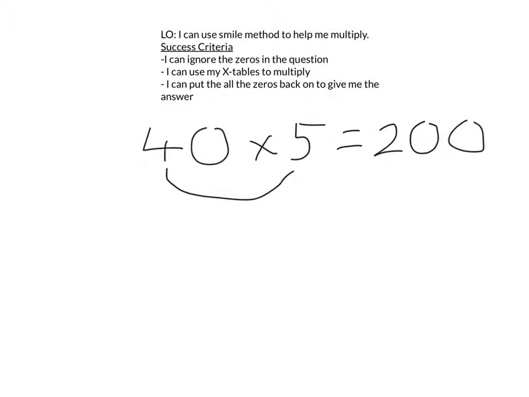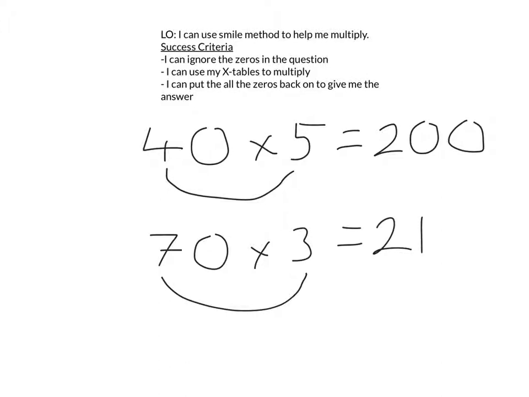Another quick example. Let's do 70 times by 3. Again, I'm going to forget about this zero. There's my smile. 7 times 3, I know my times table, so I know that's 21. And then I'm adding that 0, putting it back on the end, multiplying it by 10, like that. Okay? And that's the simplest way of doing it. I'll show you another couple of examples now, when numbers are big, or if I've got two tens.